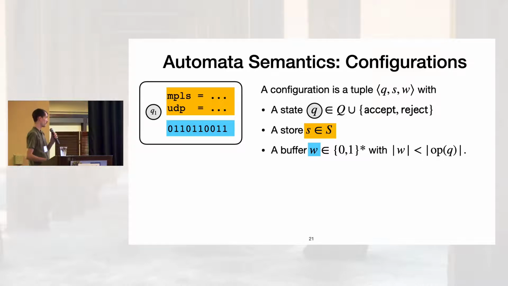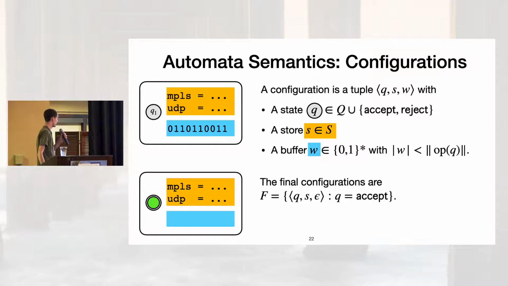So the configurations are just triples of a state, a store, and a buffer. And the buffer is always going to be smaller than the amount of bits you would like to read in order to run your state. So if your operation reads 64 bits, your buffer won't be any longer than 64 bits. And the final configurations are the ones where you're in the accept state. Okay, this is very straightforward, I hope.